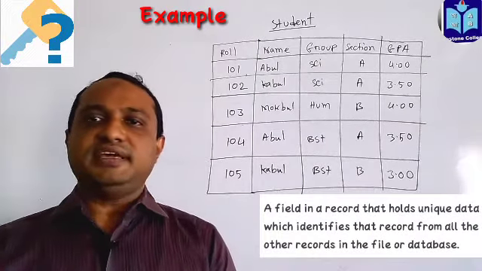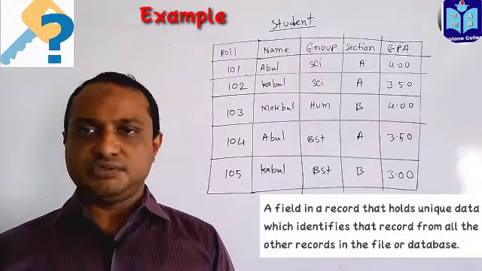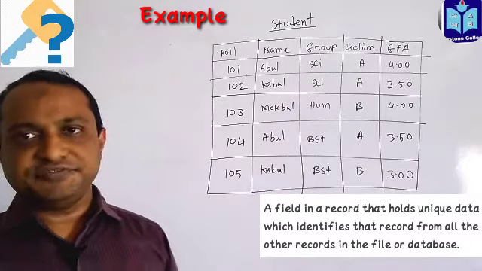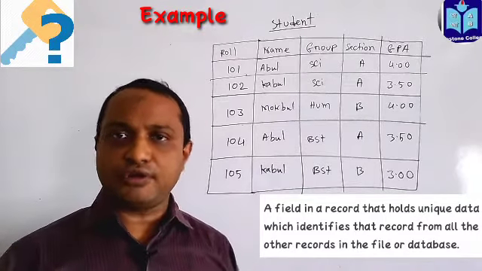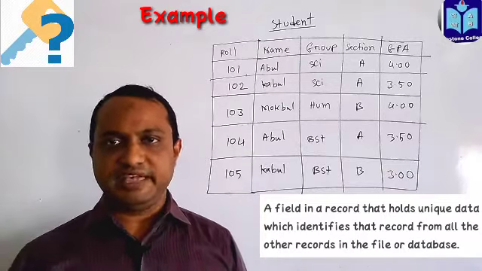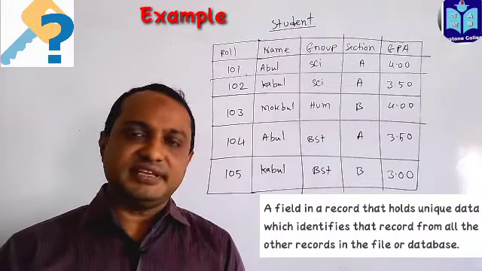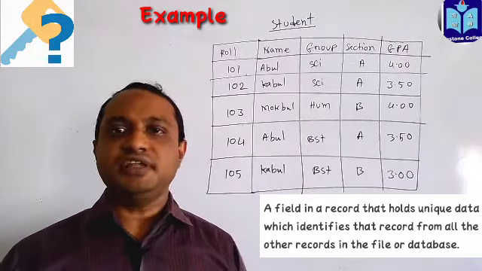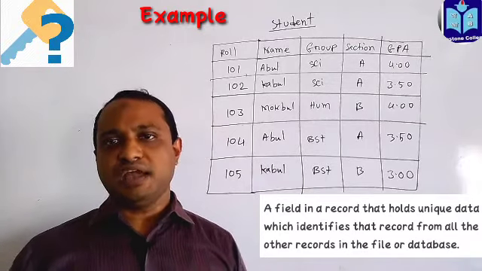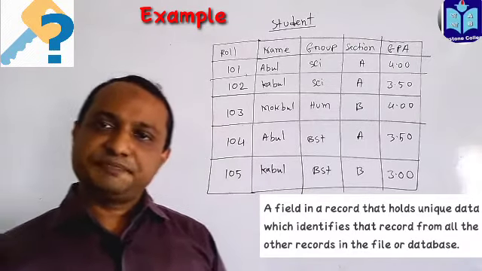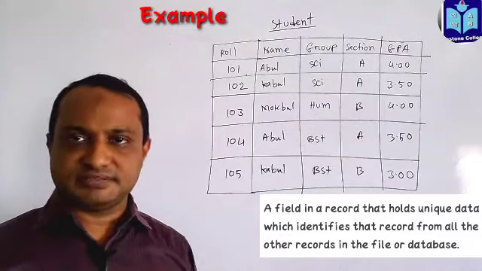Key field is a type of field which is used to identify a specific record in database.